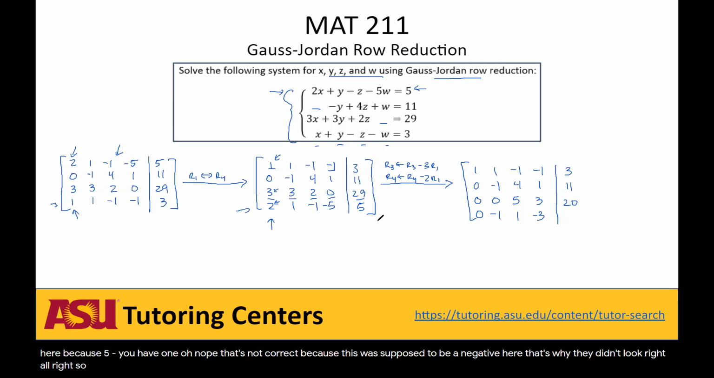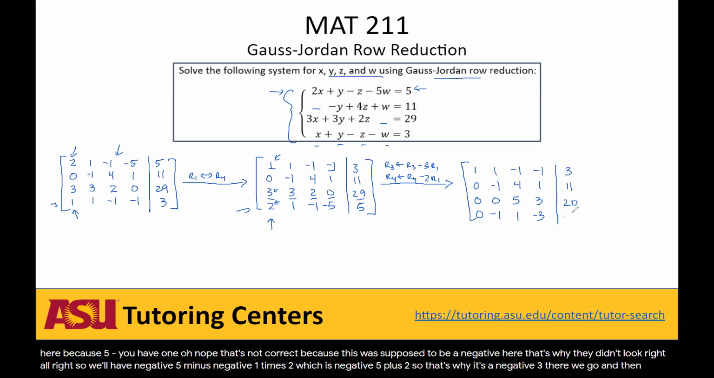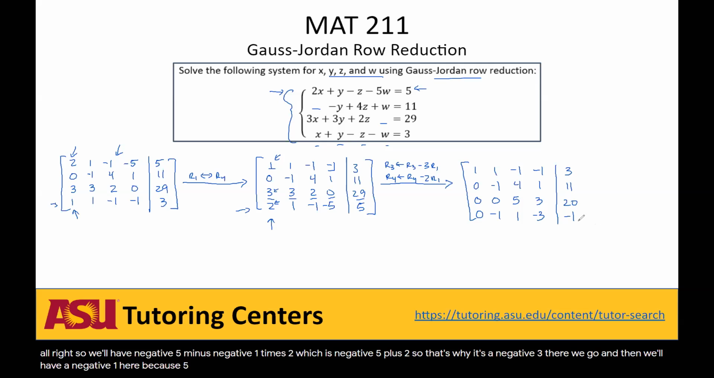All right, so we'll have negative 5 minus negative 1 times 2, which is negative 5 plus 2. So that's why it's a negative 3. There we go. And then we'll have a negative 1 here because 5 minus 2 times 3 is 5 minus 6, so negative 1. So let's start trying to move a little quicker since I think we've got the basics down now.